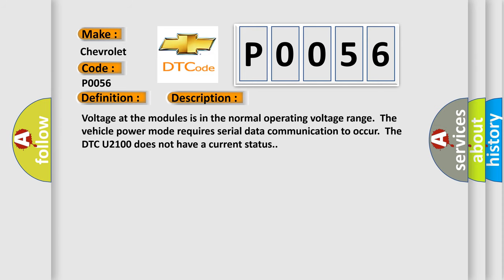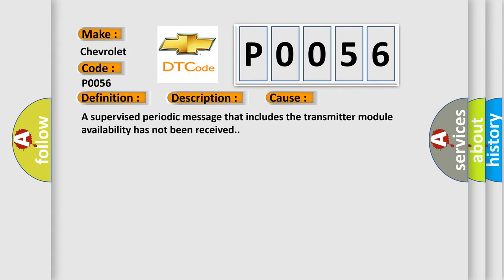Voltage at the modules is in the normal operating voltage range. The vehicle power mode requires serial data communication to occur. The DTC U2100 does not have a current status. This diagnostic error occurs most often in these cases: a supervised periodic message that includes the transmitter module availability has not been received.